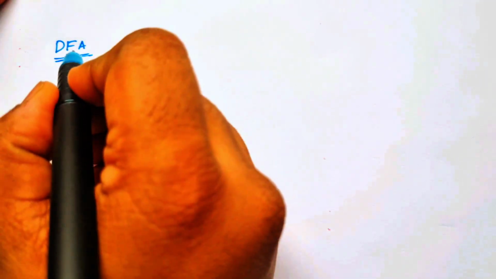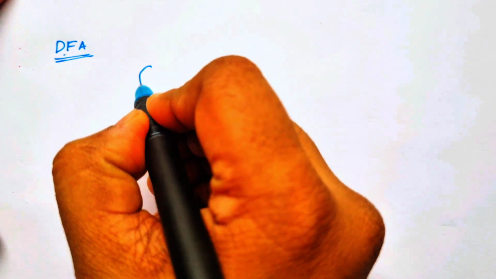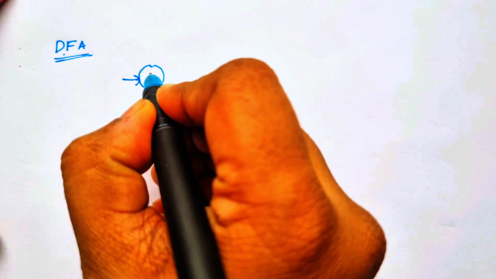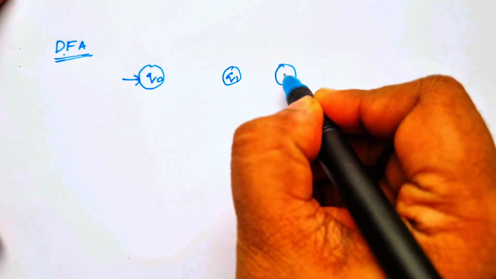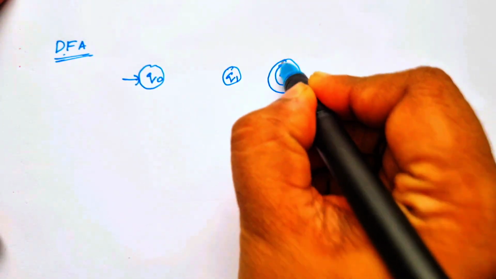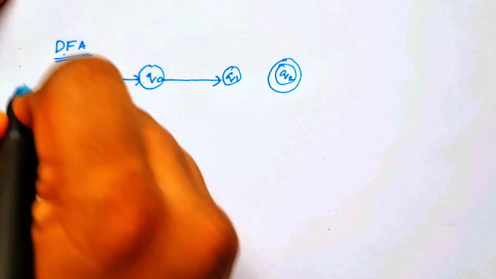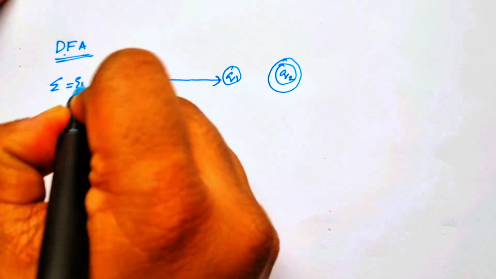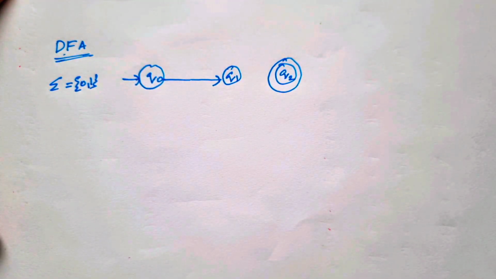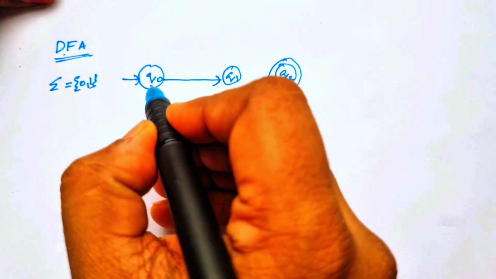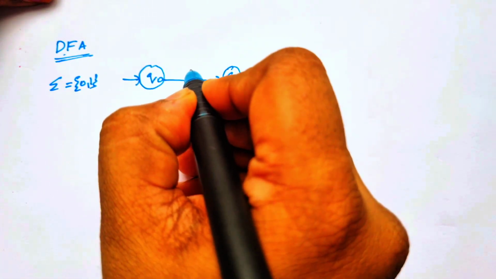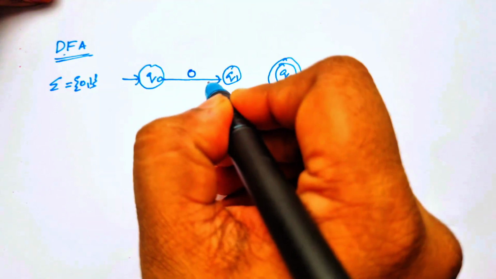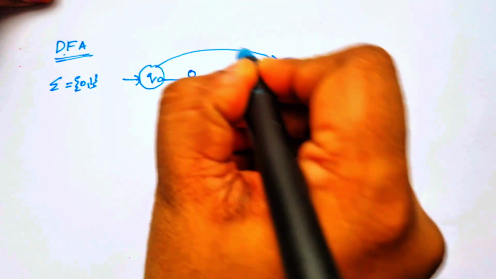Now let us see a sample example for deterministic finite automata. Here, let us consider q0 as the initial state, some middle state, and final state q2. In DFA, suppose sigma equals 0 and 1. Input alphabet is 0 and 1. For q0, there must be a transition on 0 and also on 1. And on 0, there must be only one transition, and on 1 also there must be only one transition.